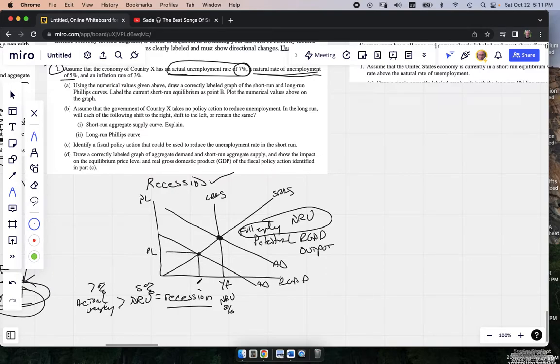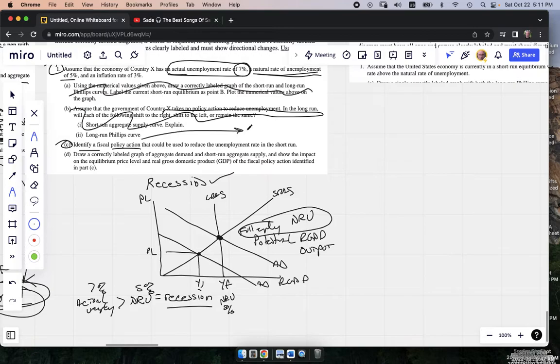So PL1 again, Y1, maybe somewhere here. We're not worried about this just yet. We'll do Phillips curve someplace else. Neither are we worried about a classical view, no policy actions. Well, here we are in a recession. We knew we were in a recession because that's the numbers they gave us. And then they say identify a fiscal policy action.